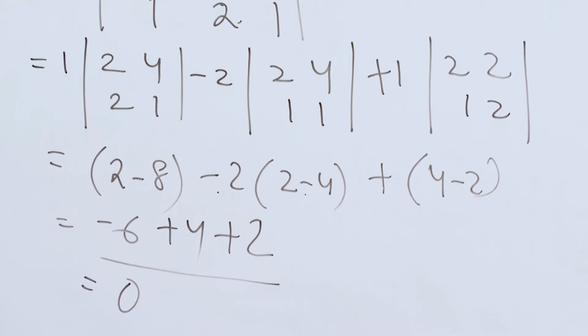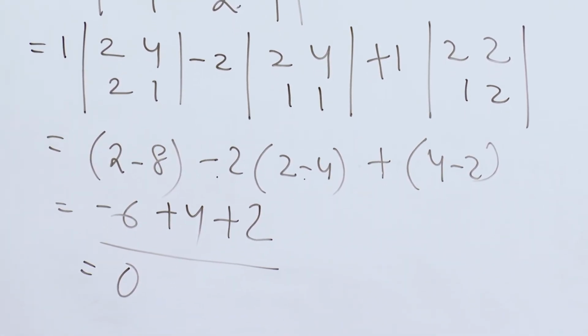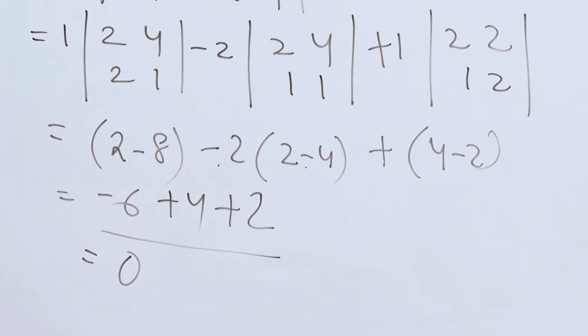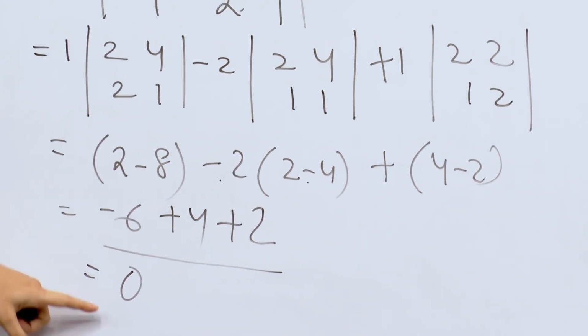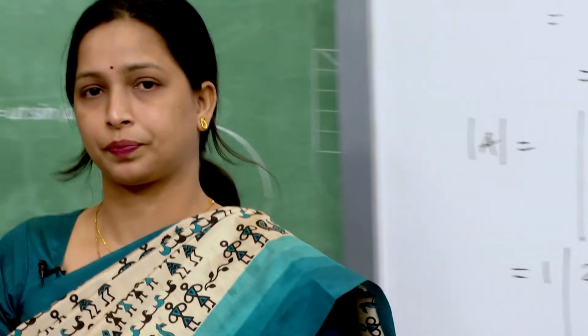So hence proved. So that means in a determinant, if the row or the column, right, they have identical twins, that means the corresponding elements of another row or column are same, then the value comes to 0, right? Okay, now let's go to the next property.